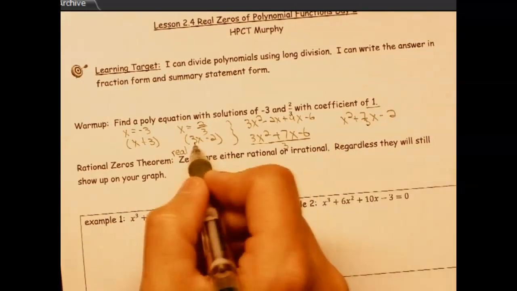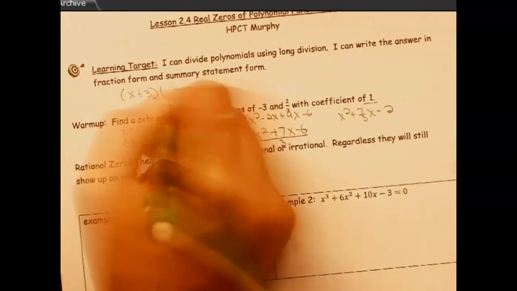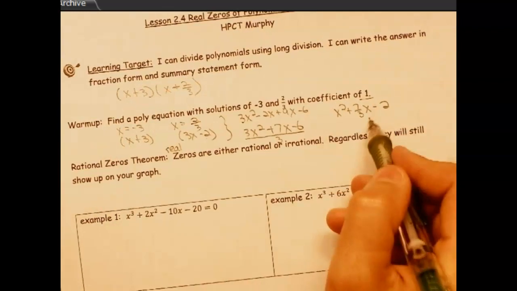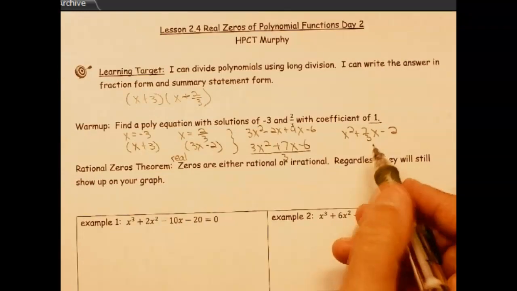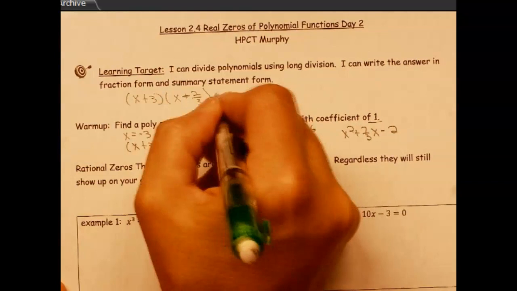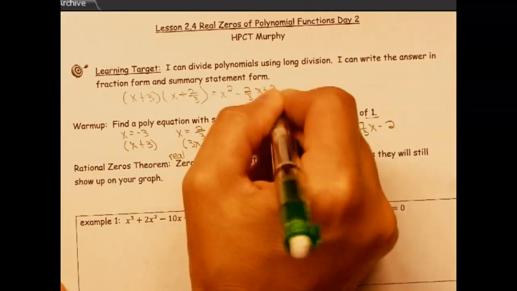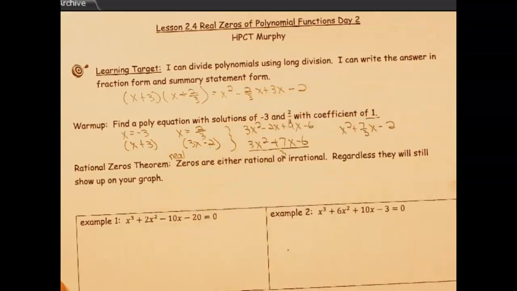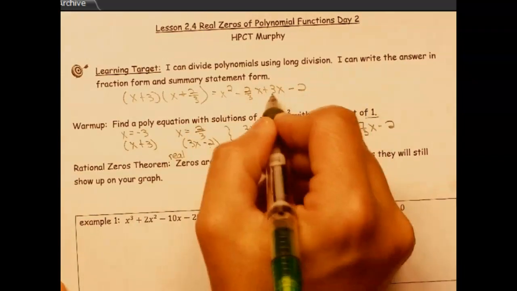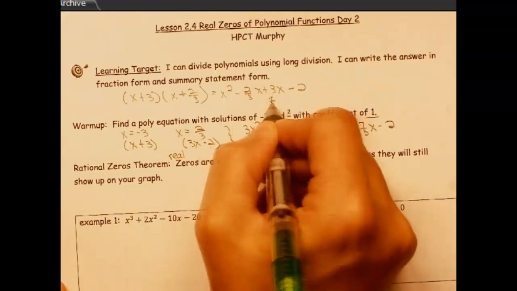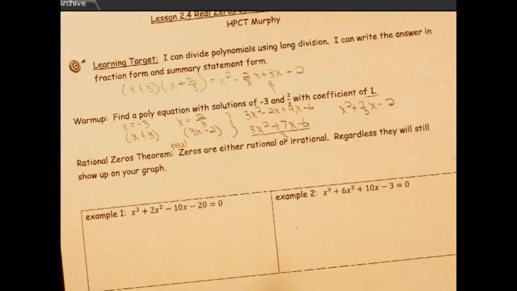Now, I could have just done x plus 3 and x minus 2/3, and I should end up with the same thing that I got here. So again, just trying to show you some options. If we chose to do it this way, we have x squared minus 2/3 x plus 3x minus 2. And notice in here, 3 is equal to 9/3. When you add those, you do get the positive 7/3. So again, whichever one is easier for you.